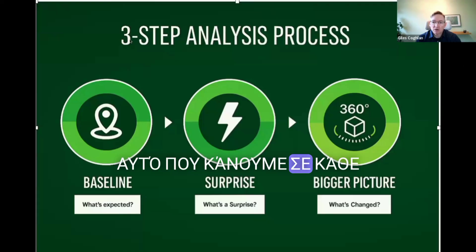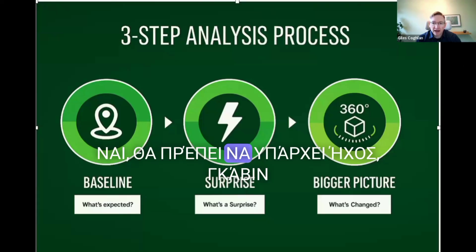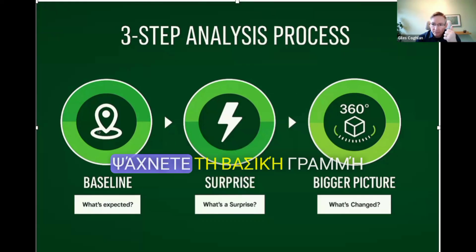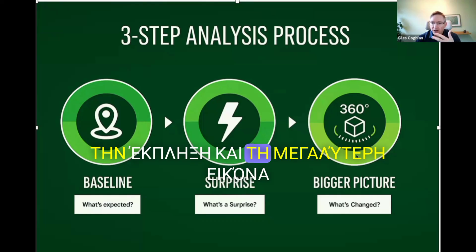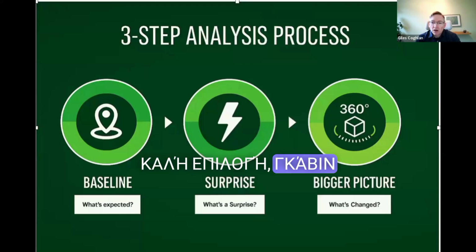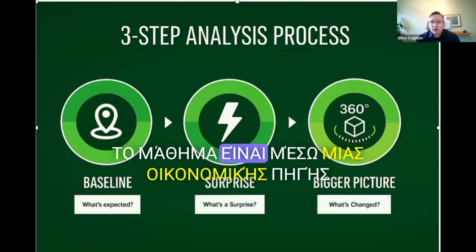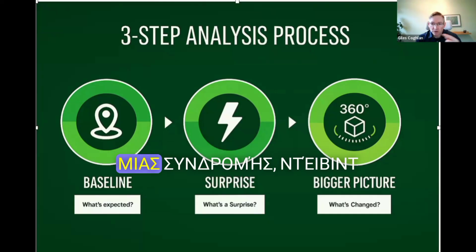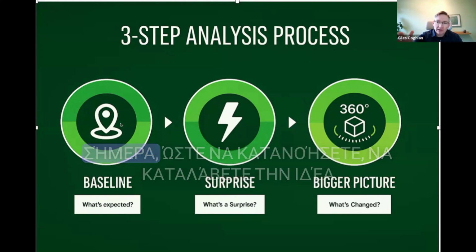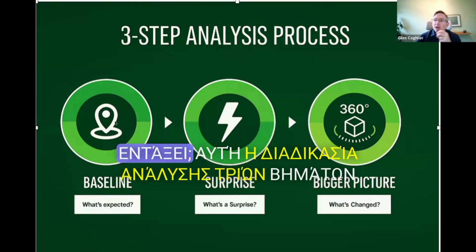What you're looking for is 3 things. You're looking for the baseline, the surprise, and the bigger picture. So we'll demonstrate that today with the non-farm payroll print. Yeah, nice one, Gavin. The course is available through a financial source membership, David. So what I'll do is explain the fundamental outline today so you'll get the idea, okay?